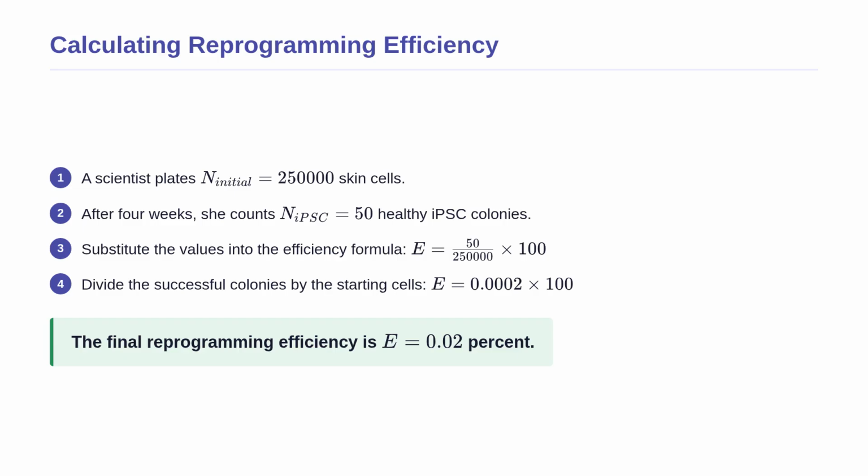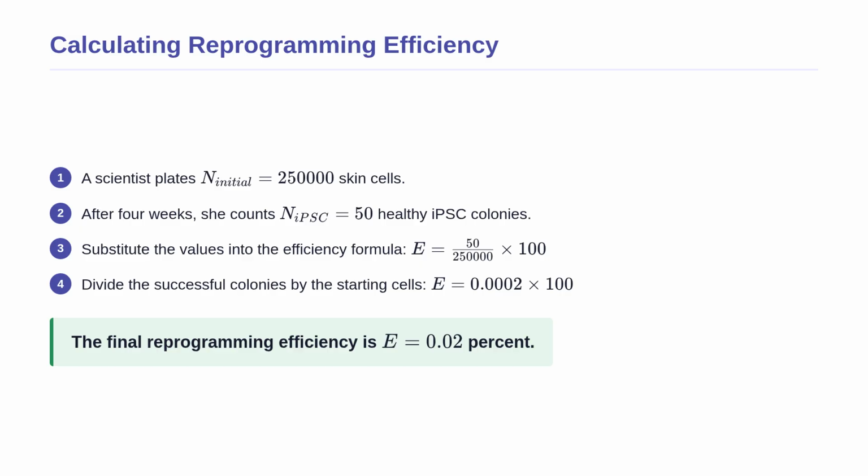Now that we have our formula, let us apply it to a real laboratory scenario. A research scientist is trying to generate iPSCs to study a rare genetic heart defect. She starts by plating exactly 250,000 skin cells in a culture dish and introduces the Yamanaka factors. After waiting for 4 weeks, she observes the dish and counts exactly 50 distinct, healthy iPSC colonies. We need to find the reprogramming efficiency.